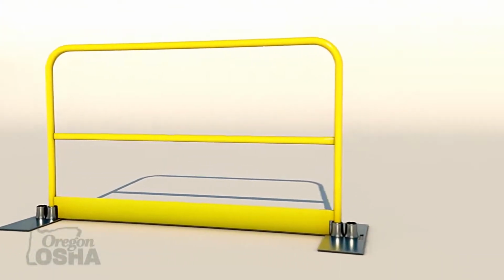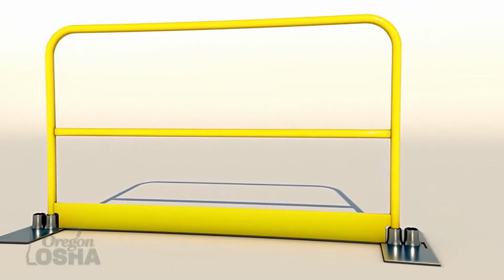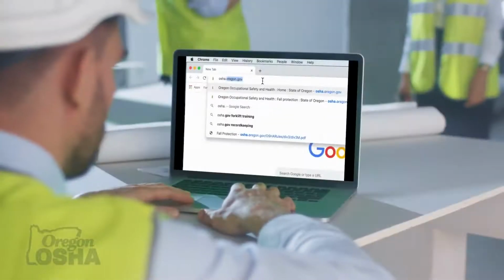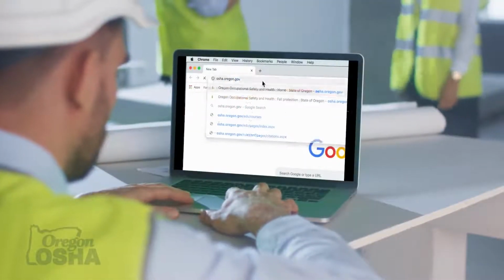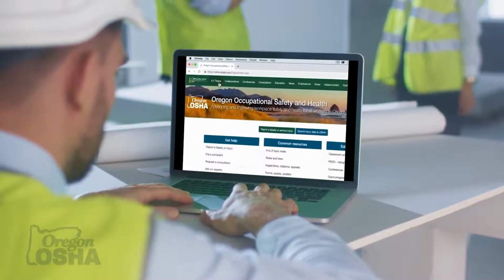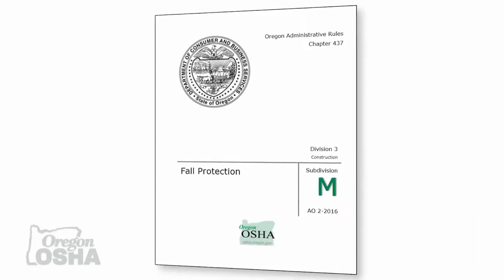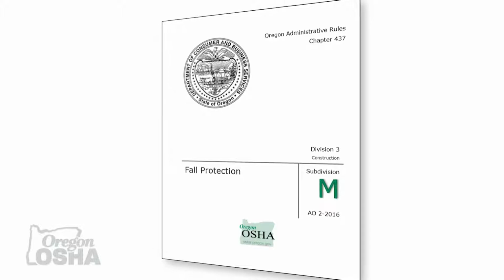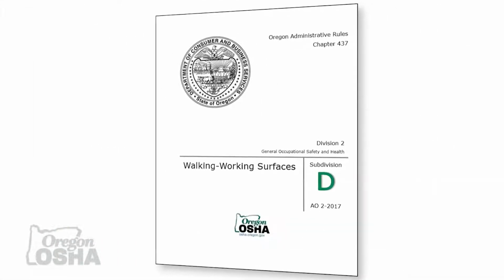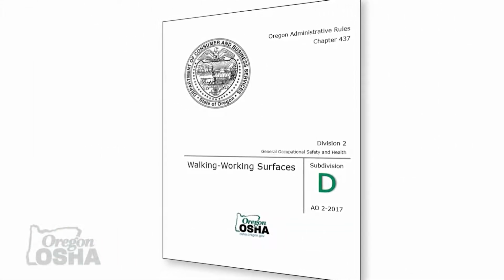And not all guardrails look like the example here, as Oregon OSHA standards allow for certain alternative materials and designs. For more information, please reference the appropriate standard for your industry, whether that's Division 3, Subdivision M for construction activities, or Division 2, Subdivision D for general industry activities.